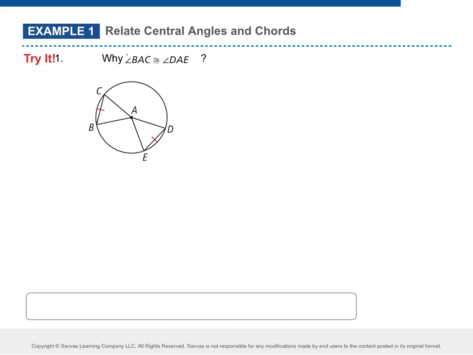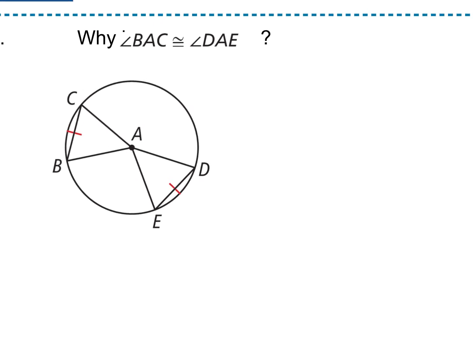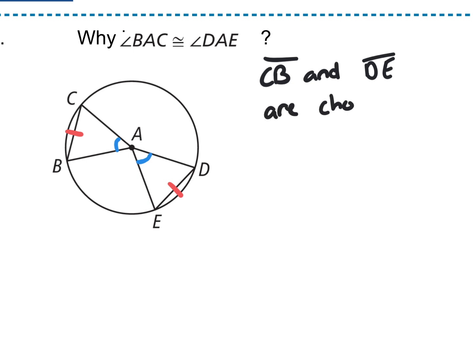Go ahead and find example 1 in your notes. It wants to know why, go ahead and mark this too, these two angles are congruent to each other. We haven't seen that symbol in a while. What's that mean? Congruent, yep. It gave us that these two lines are congruent to each other. What are these two lines called? Chords, yep. Off to the side, CB and DE are chords. It told us that the two chords are equal length.